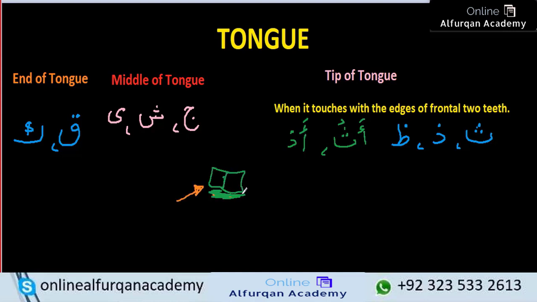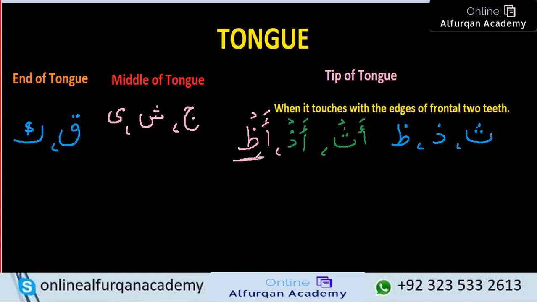When the tip of tongue is touching here at the edges, a slightly small tip of tongue comes out of the mouth. Say it. It's like th sound. And the next one, tip of tongue touching the edges of the frontal two teeth. And also here, that is Zal. Make sure that your tongue is touching with the edges of frontal two teeth.